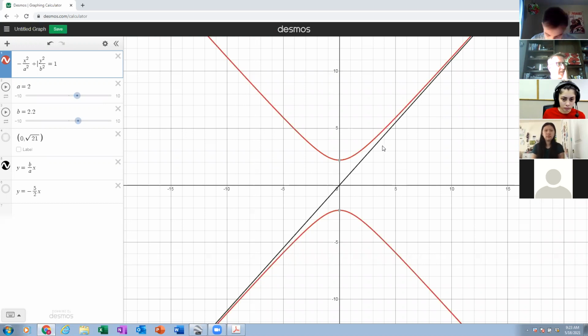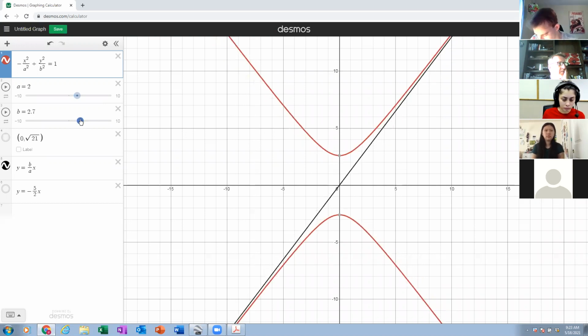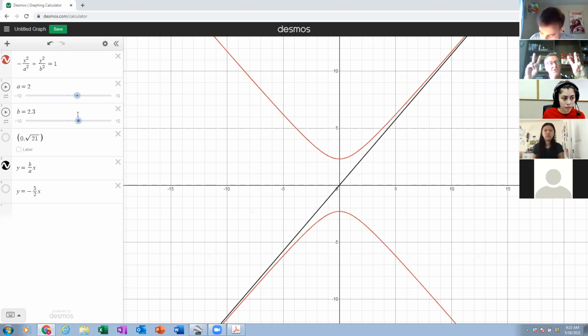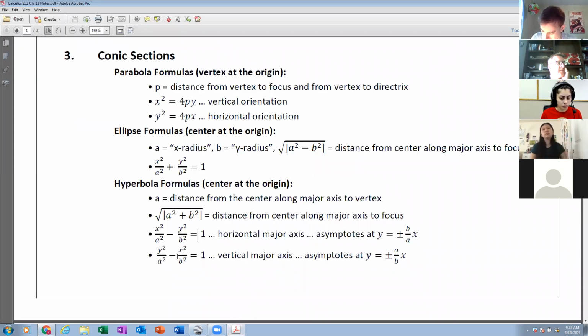So we need to look at a few more things about this. But this one has a major axis that runs this direction. So that's considered a vertical major axis. And so that's why the note sheet says, if the X is negative and the Y is positive, then it has a vertical major axis. And notice the asymptote equation is, well, the reverse. It's A over B.